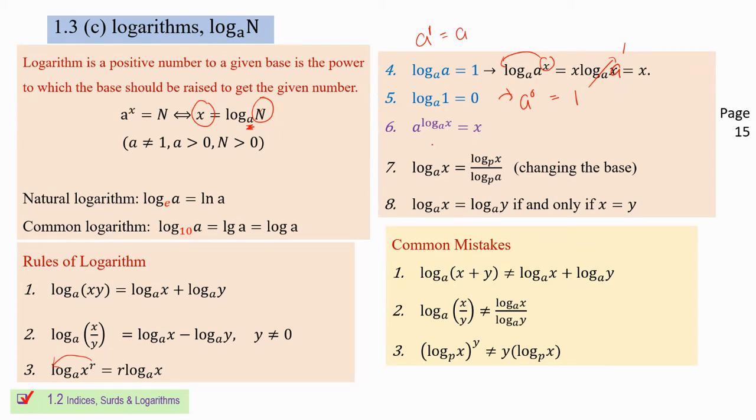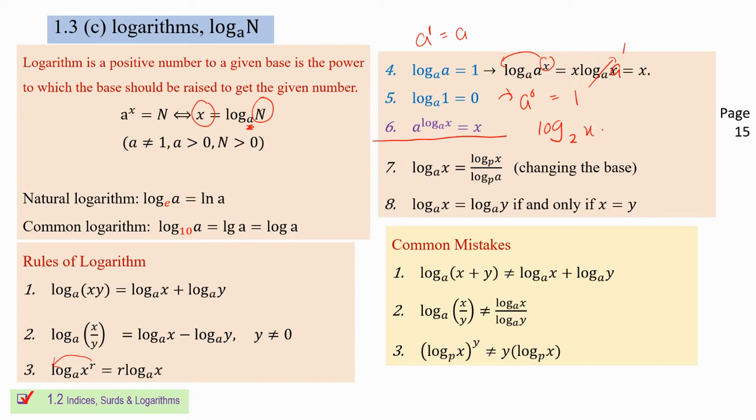Then these three are the other properties of logarithms. Now we have number 7 over here, changing the base. Changing the base is sometimes very useful, that is, if the information given in the question is not in the base required, they will require you to change the base. You can change to any base you like. For example, originally if you have base 2, let's say this is x and this is y.